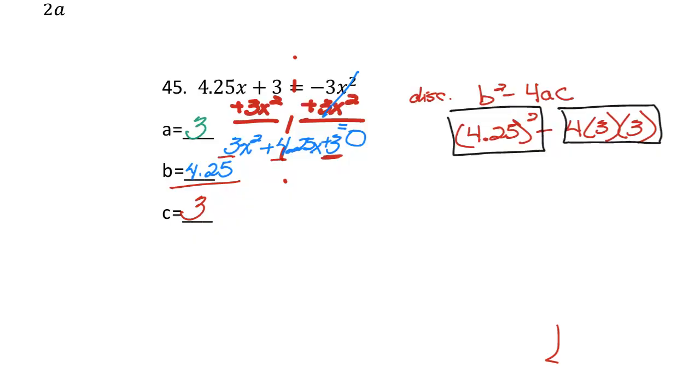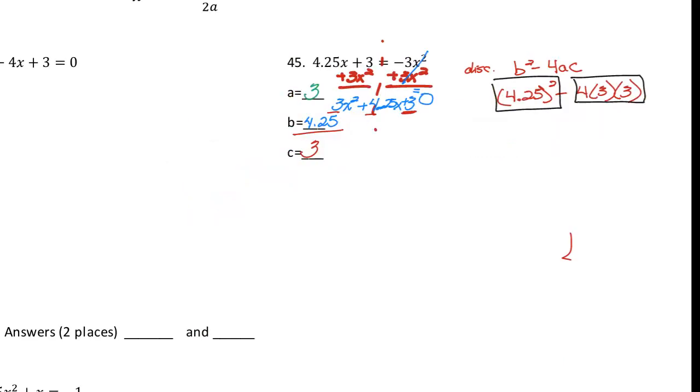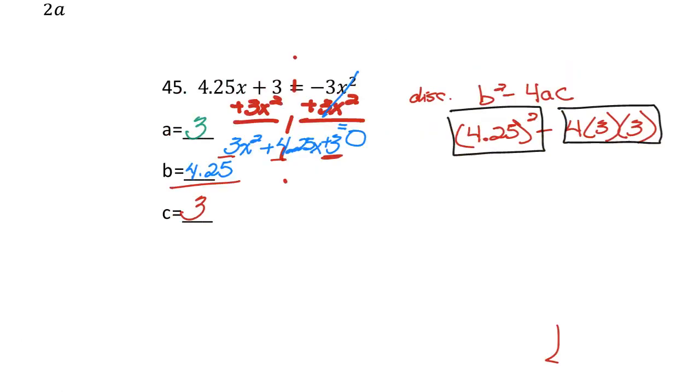What is 4.25 squared? Anybody? Ooh. Yes, 18.0625. So 18.0625. Try to hang on to all this extra junk, all extra numbers until you get to the very end. You only want to round at the very end.